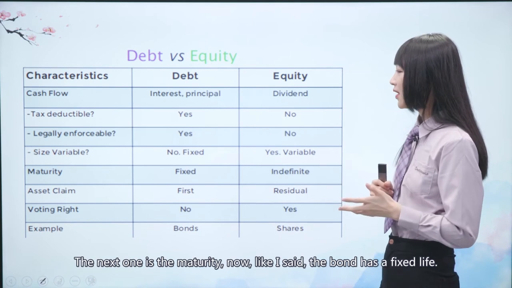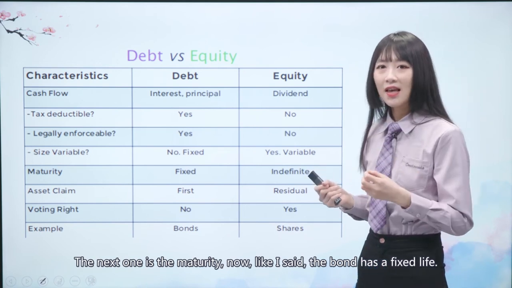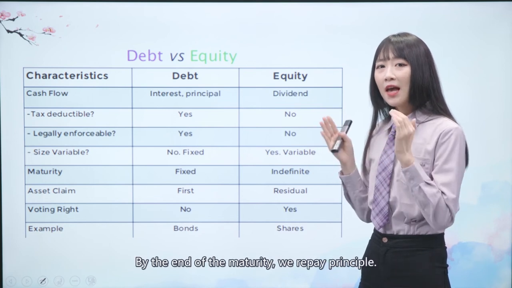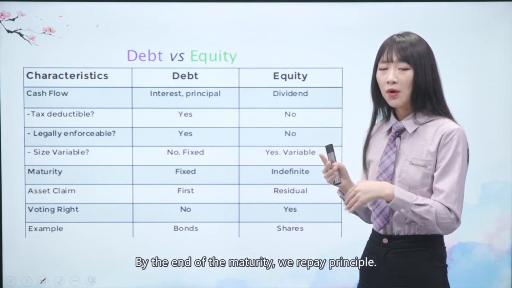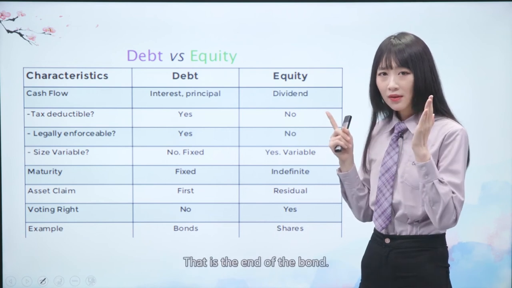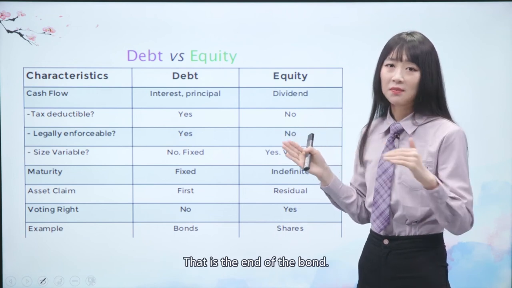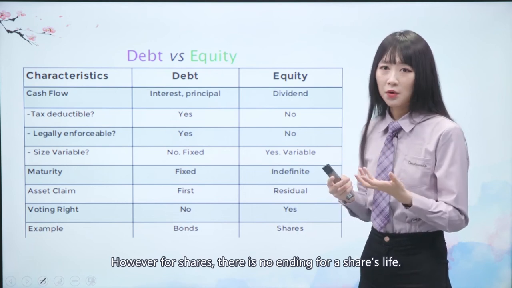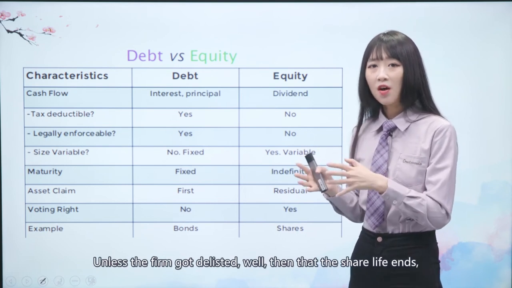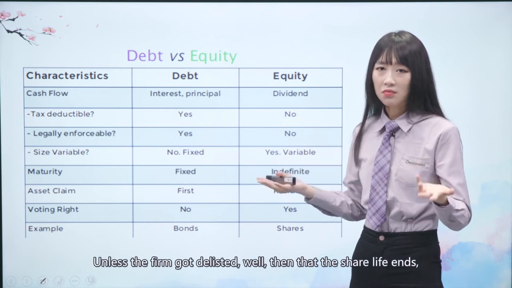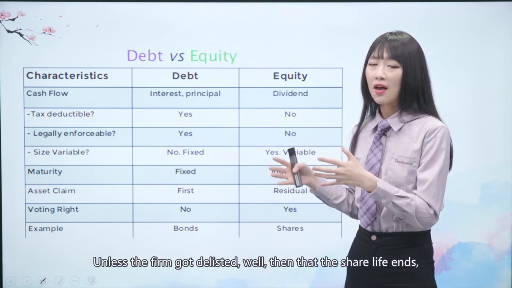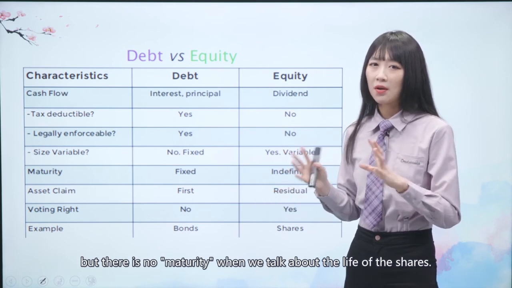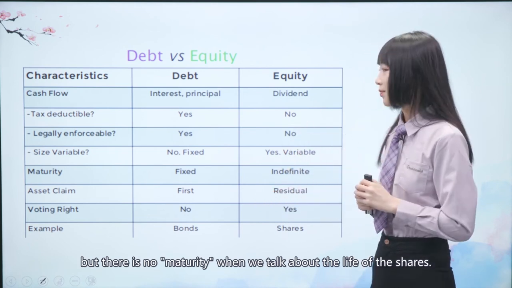The next one is the maturity. Like I said, the bond has a fixed life. By the end of the maturity, we repay the principal. That is the end of the bond. However, for shares, there is no ending to a share's life unless the firm gets delisted. Well, then the share's life ends. But there is no maturity when we talk about the life of shares.